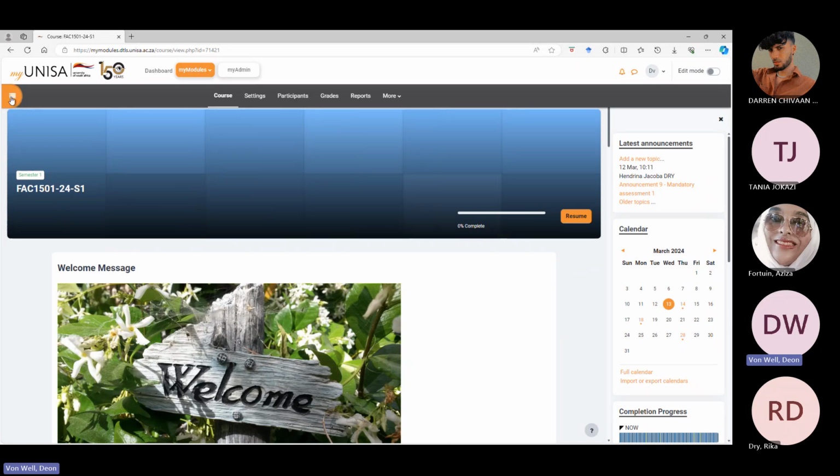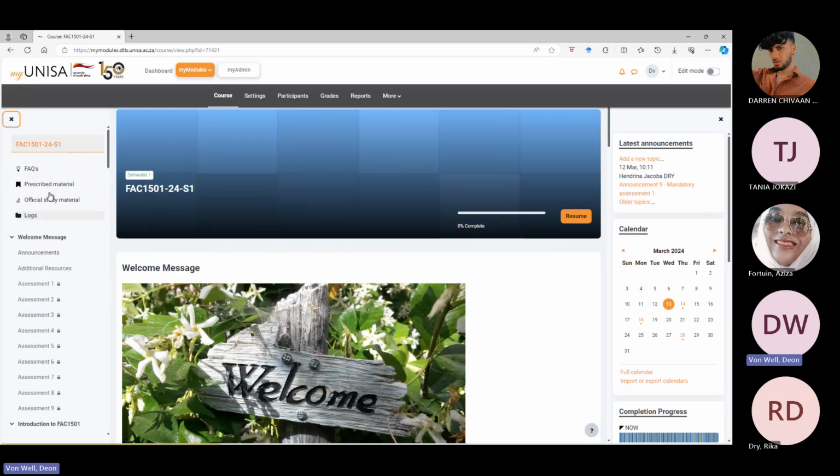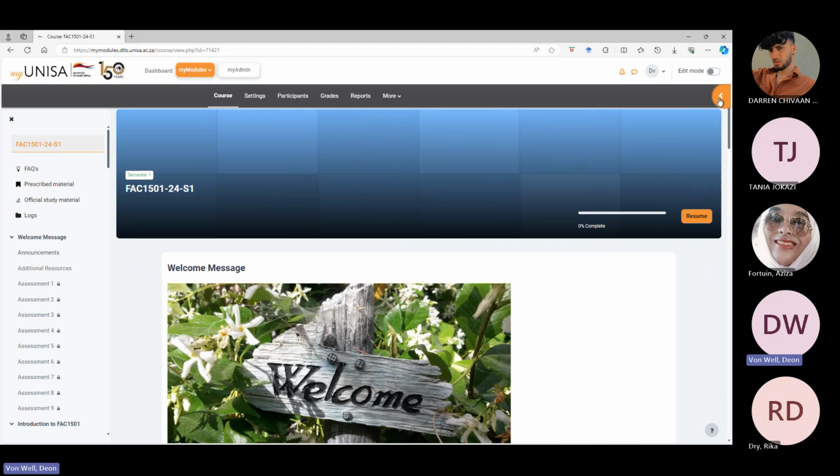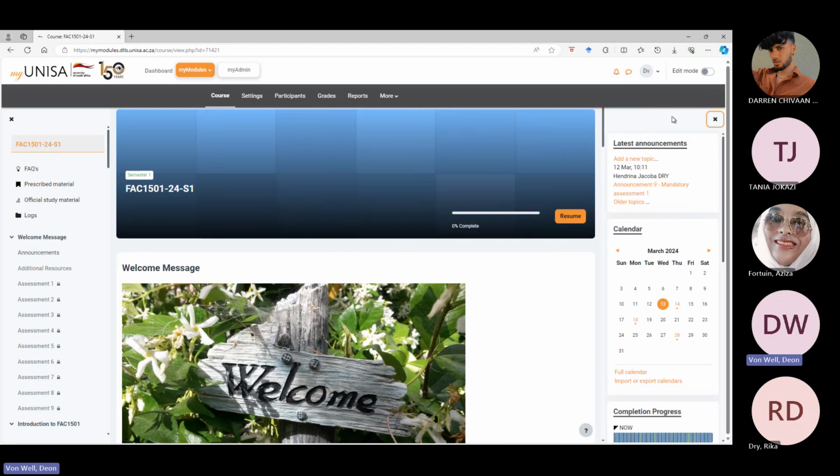When you come to the site, you will see on the left that function. If it's not open, you can just click on it and it will give you all these details on the left-hand side. And on the right-hand side, if it's not open, you can click on that little arrow and it will open and give you some additional information. Now, remember, I'm the lecturer, so my screen might show slightly different things, but mostly yours should be the same. Here you will see your calendar, and here you can see the 14th.